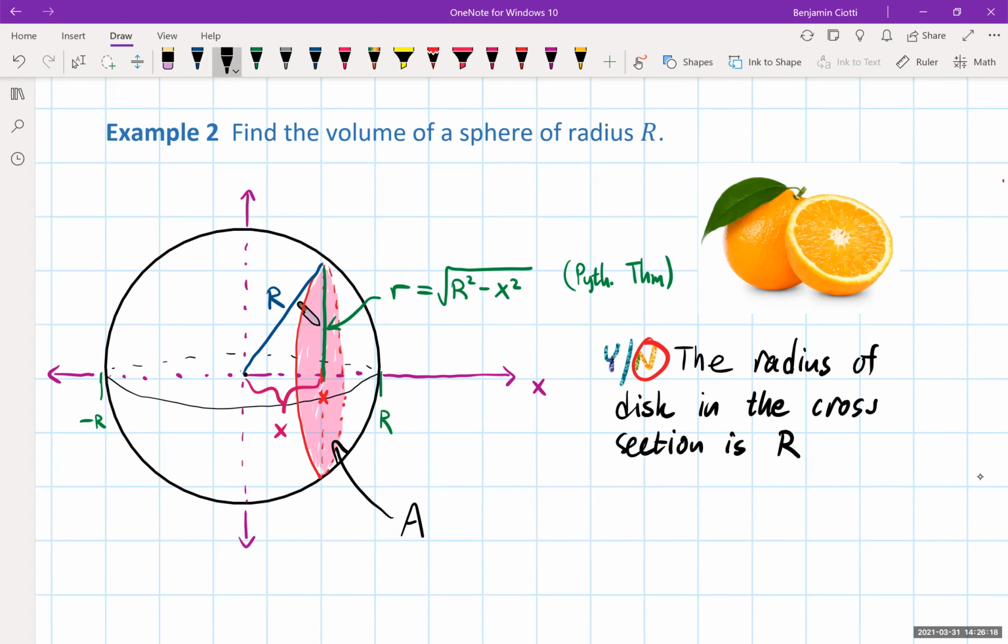I can then find the cross-sectional area, since it's a disk. So the area is pi r squared, which is pi times the square of big R squared minus x squared. The square and the square root cancel each other out, actually, and we get pi times big R squared minus x squared.